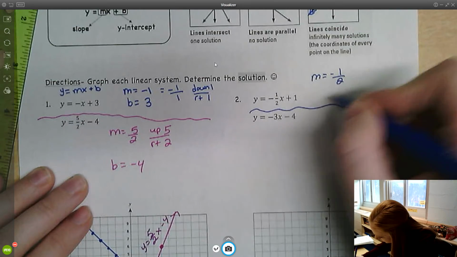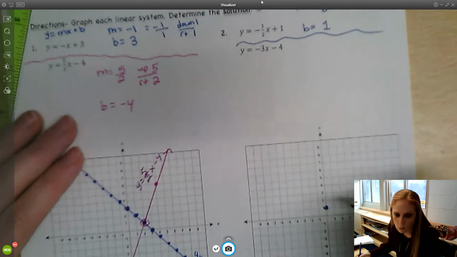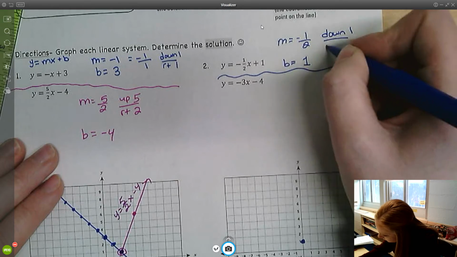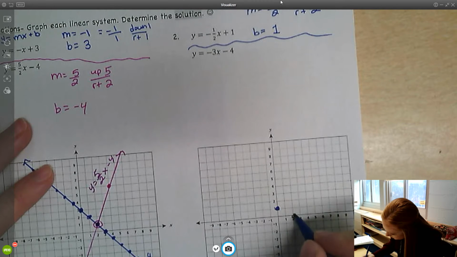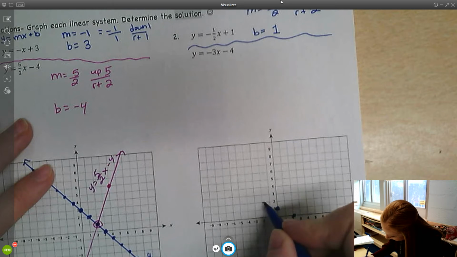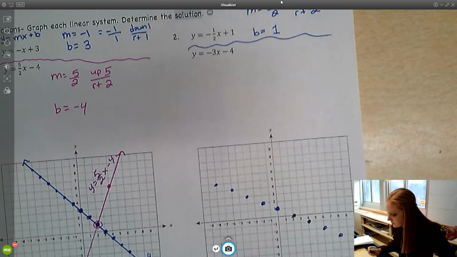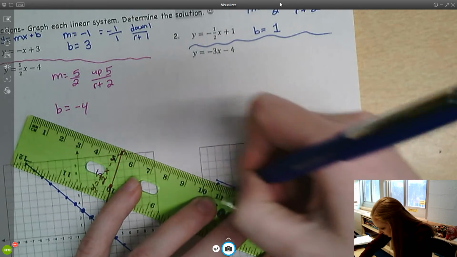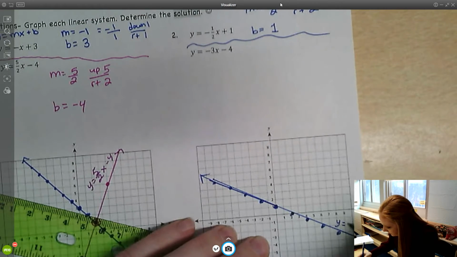Y equals negative 1 half x plus 1. Our m is negative 1 over 2, and our b is 1. We're going to begin at 1 on the y-axis, and I'm going to move down 1, right 2. Down 1, right 2. Down 1, right 2. Reverse it, up 1, left 2, up 1, left 2. Whoops, that was a little off. Hopefully your lines are better than mine.